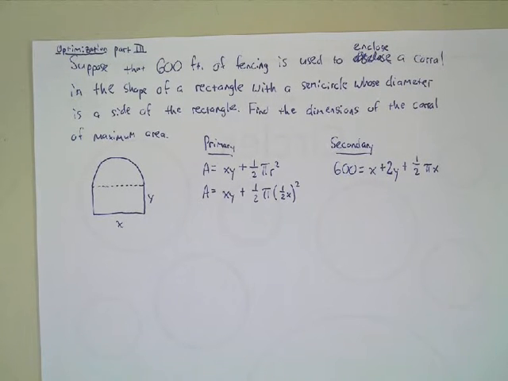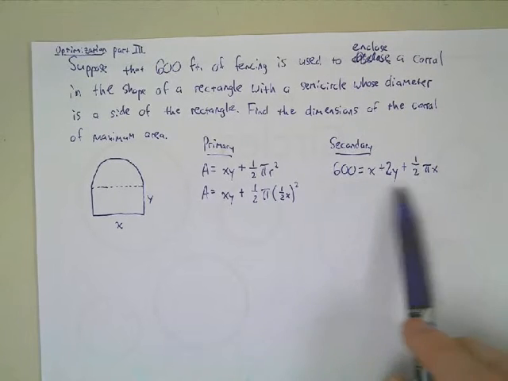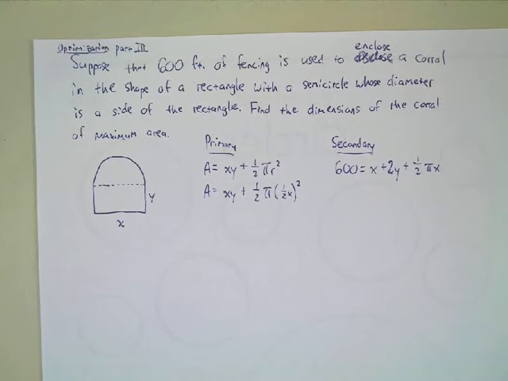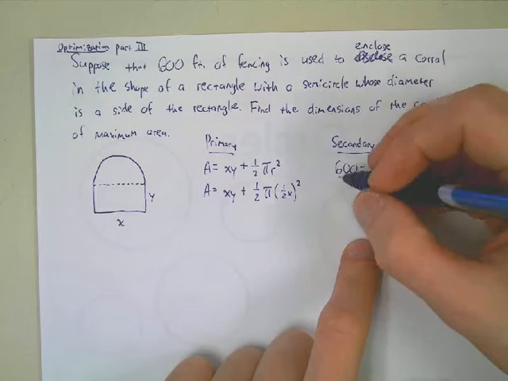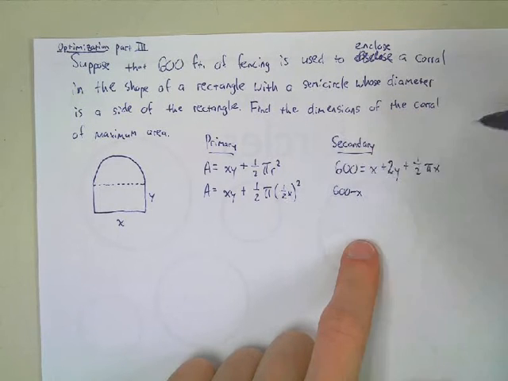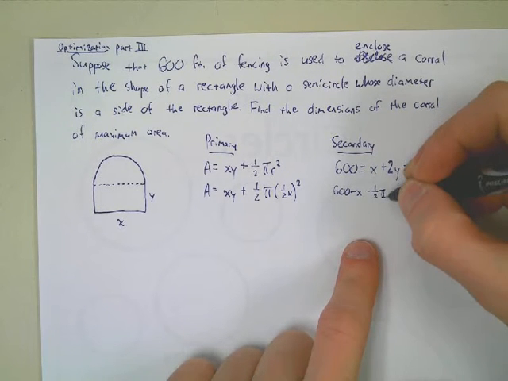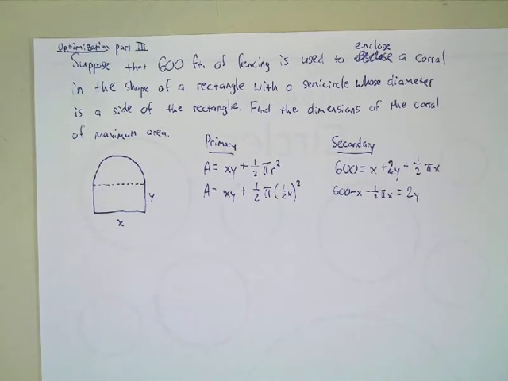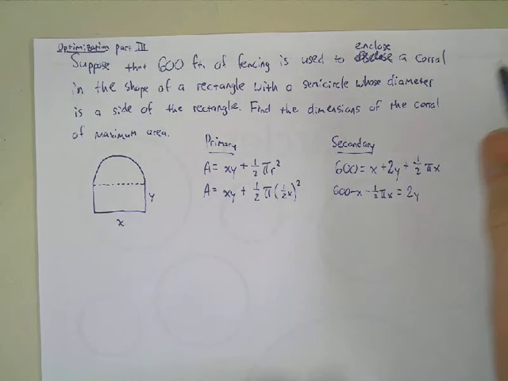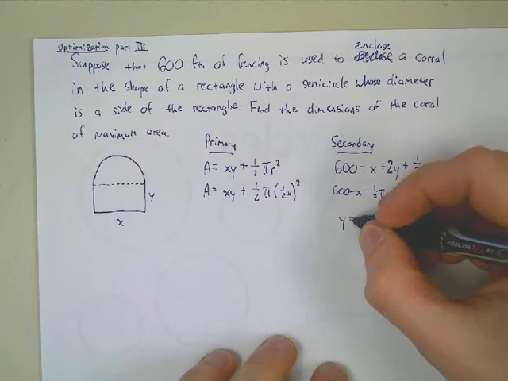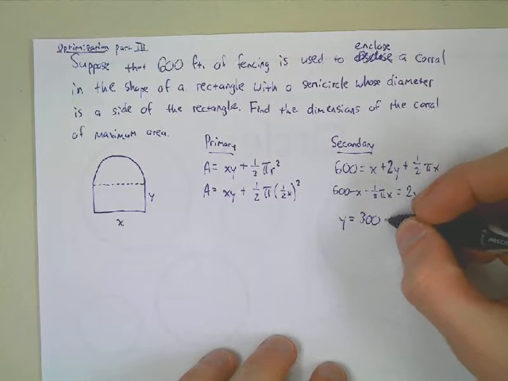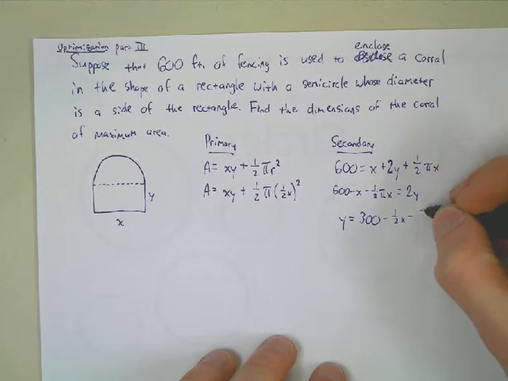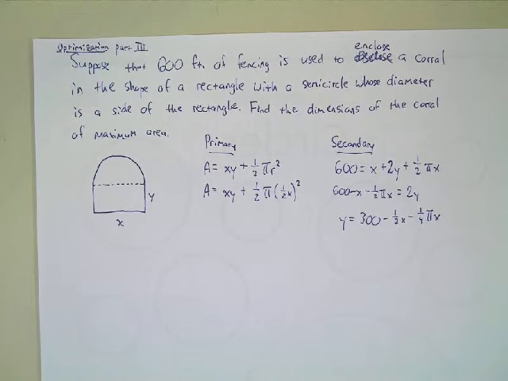Which variable then should we solve for here? I would say y, okay? I mean, they're both kind of yucky, but I'd say probably for the y here. So 600 minus x minus 1/2 pi x equals 2y. So we subtract over the x terms. And then divide through by 2, right? And so I get that y equals, let's see, 300 minus 1/2 x minus 1/4 pi x, right? We divide all those terms by 2.